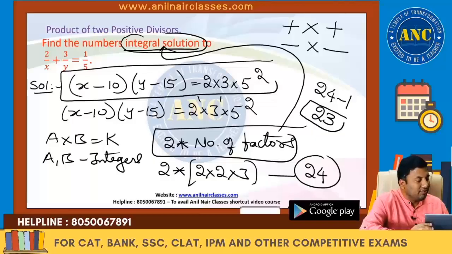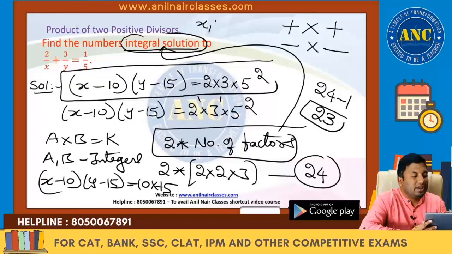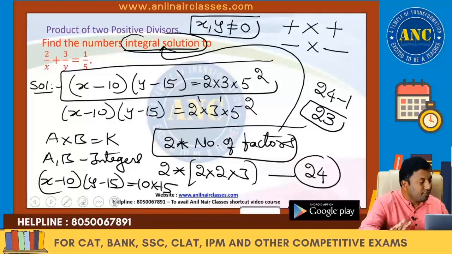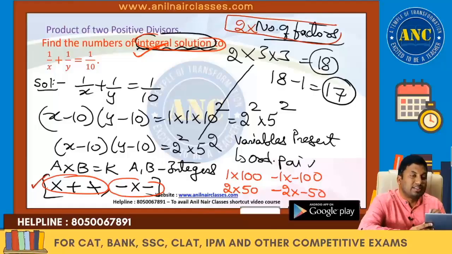Because in this one, there is also a case (x minus 10) into (y minus 15) is 10 into 15. So minus 10 into minus 15, x will become 0, y will become 0. x y cannot be equal to 0. So if there is any case where x is 0, y is 0, that case should be eliminated. Answer for this question is not 24, but it is 23. In this question also, it is not 18. One case is subtracted, so the answer is 17.